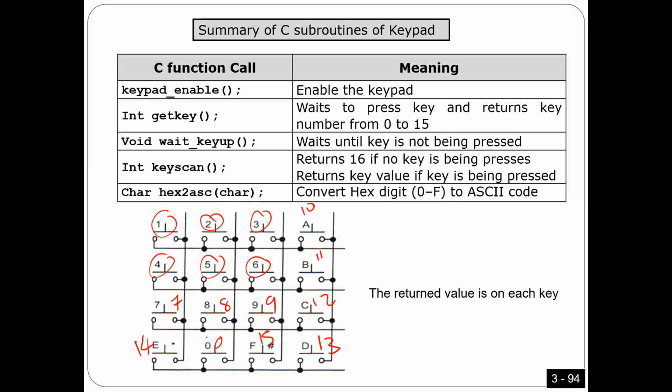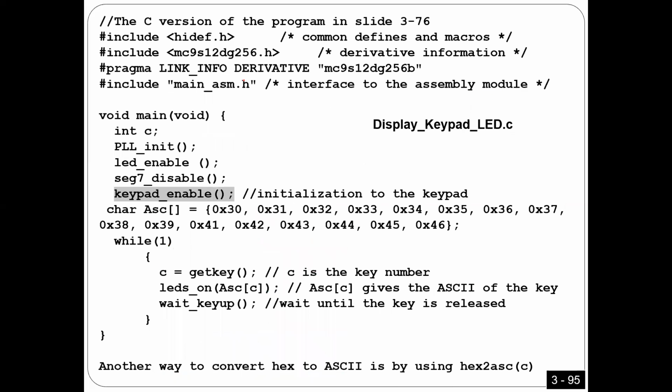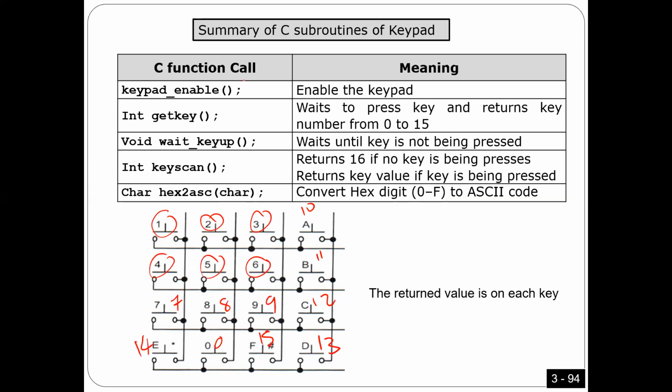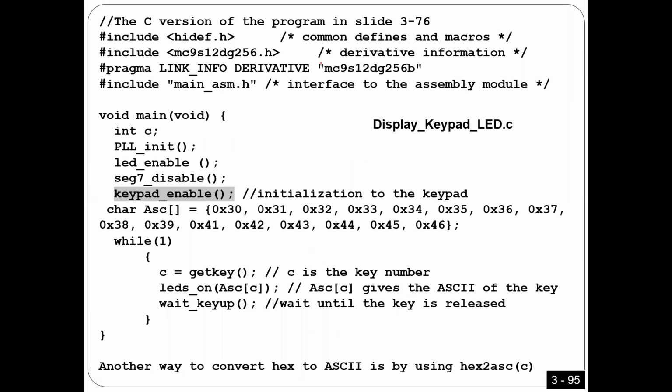We have 4 subroutines now. I'm going to explain number 1, and then I'm going to show a program. Number 1, we have this subroutine keypad enable. This is for initialization. You have to use this one time at the beginning of your program, in C. Every time you want to use the keypad in C language, you have to use this one to initialize or configure. This is the first subroutine.